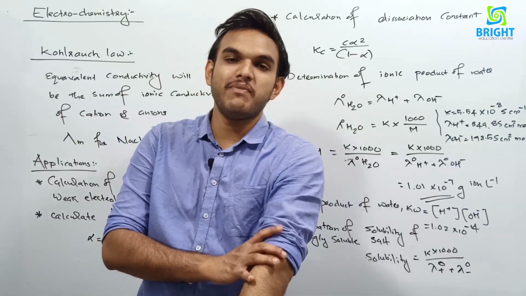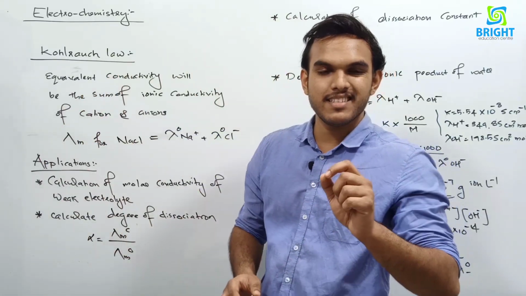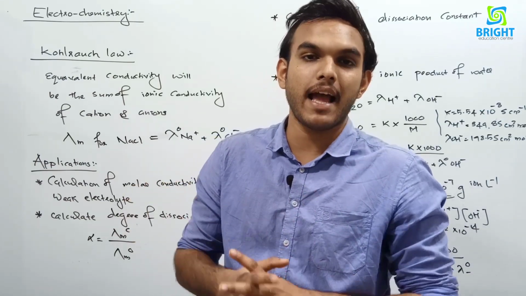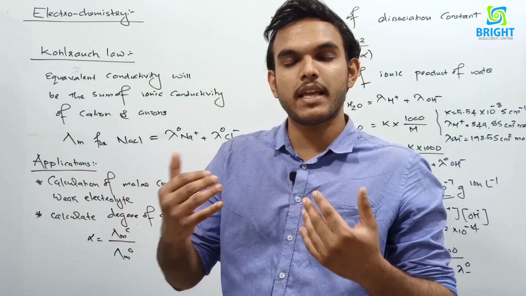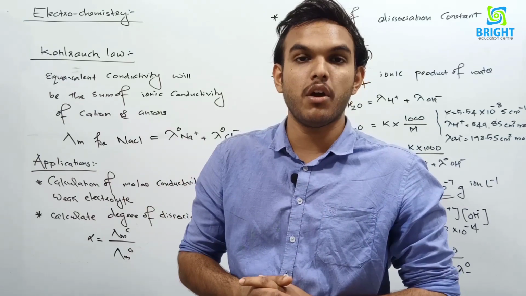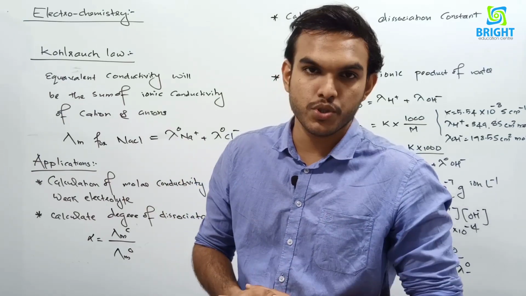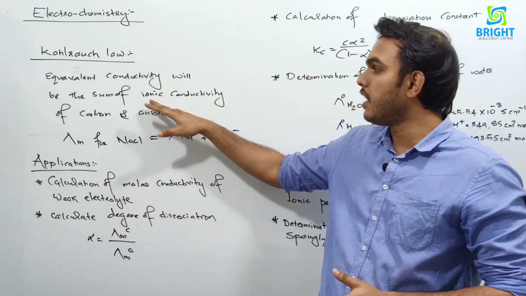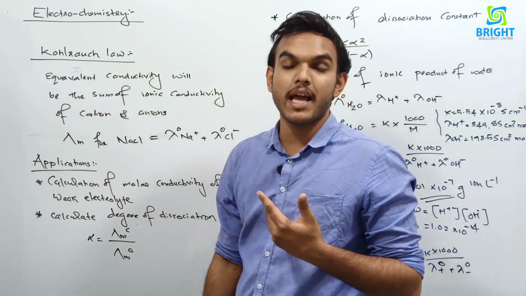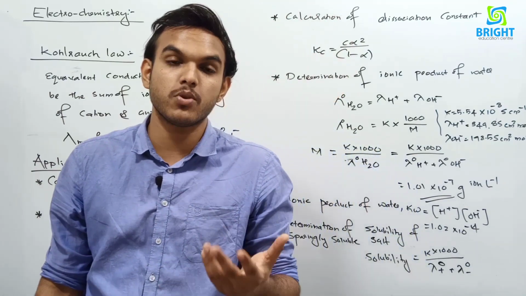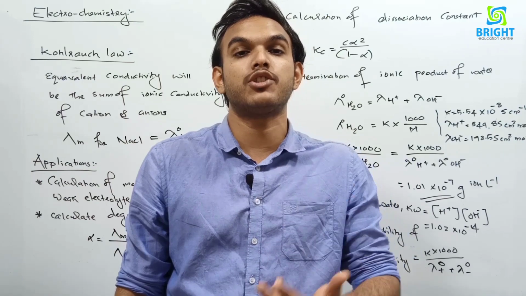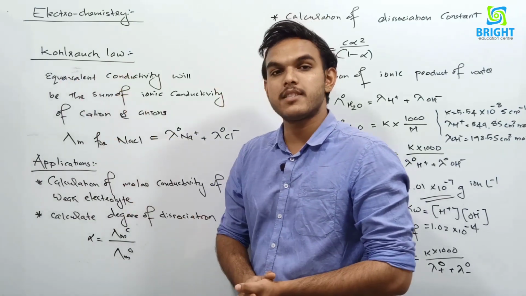Students, now we are dealing with Kohlrausch's law. Kohlrausch's law states that the molar conductivity at infinite dilution is the sum of the ionic conductivities of the cation and anion. We can also say that the equivalent conductivity will be equal to the sum of the ionic conductivities of cation and anion. This is regarded as Kohlrausch's law.